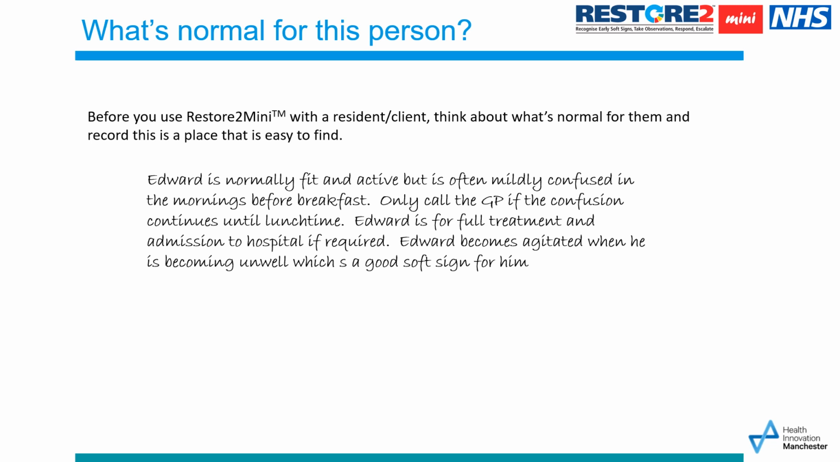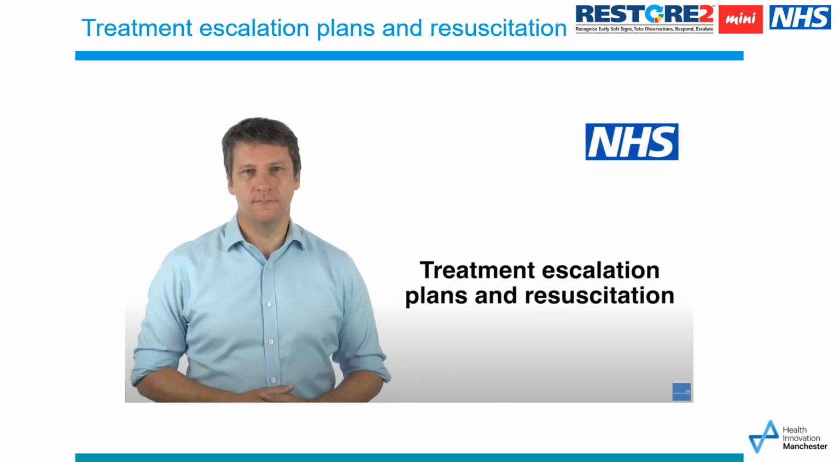In this example, we know that agitation is a clear soft sign for Edward, so this has been recorded in Edward's care records so that any carer knows what a good soft sign would be if Edward becomes agitated. There are a number of documents that support people to have a say about the care that they would like to receive if they become unwell before this happens.